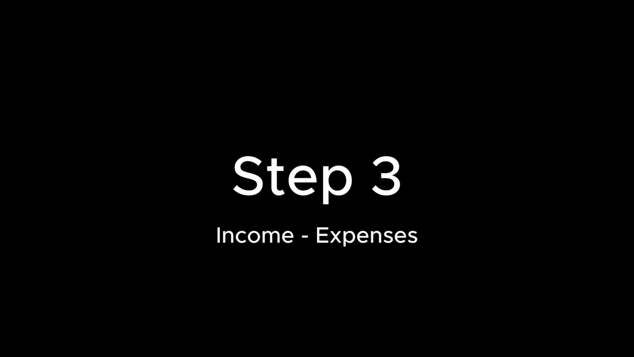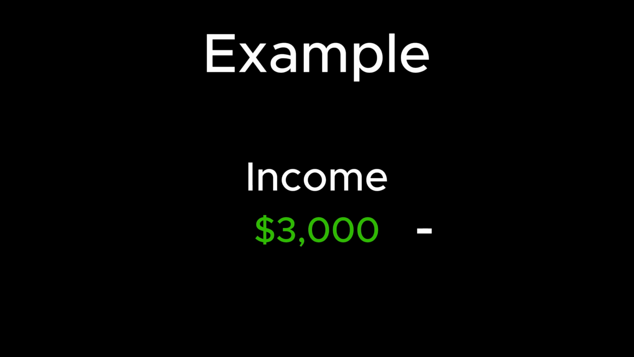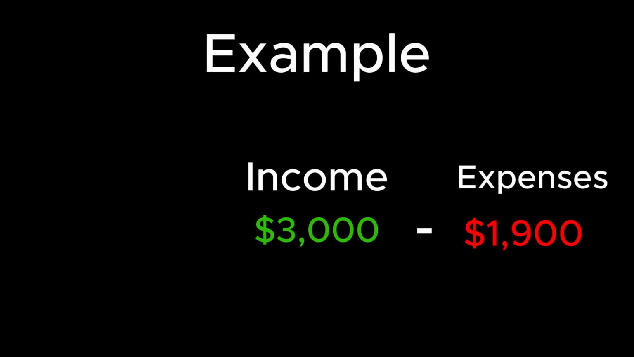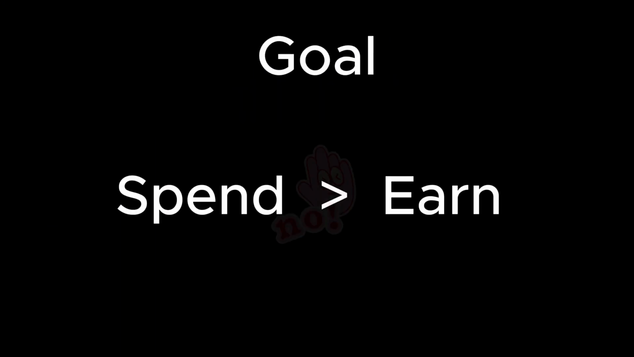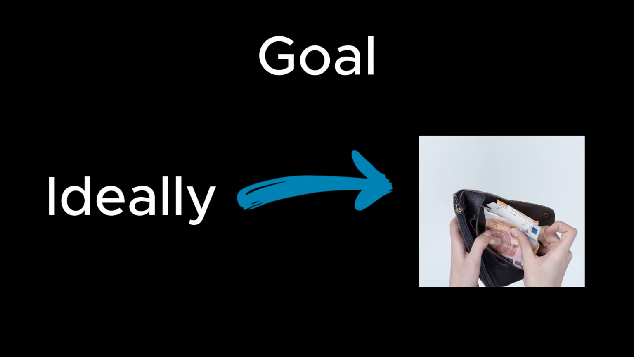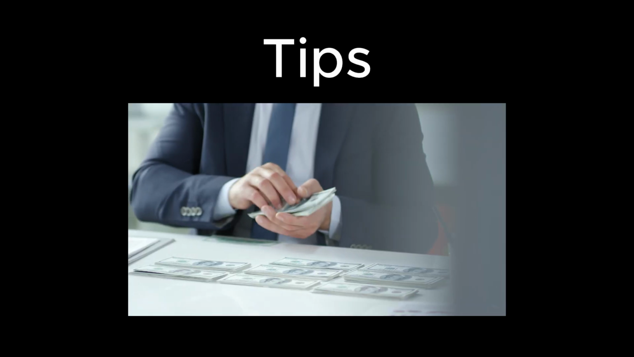Step 3. Subtract your expenses from your income to see what's left over. In our example, $3,000 of income minus $1,900 of expenses equals having $1,100 left over. This leftover money can go towards saving, paying off debt, or future goals. The goal here is to make sure you're not spending more than you earn, and ideally, you're saving some of what's left. Here are some quick tips to help you stick to your budget.